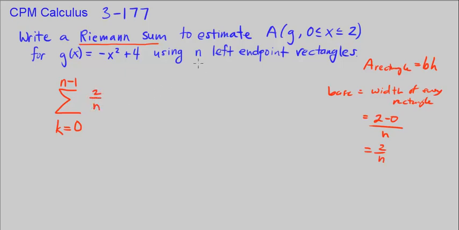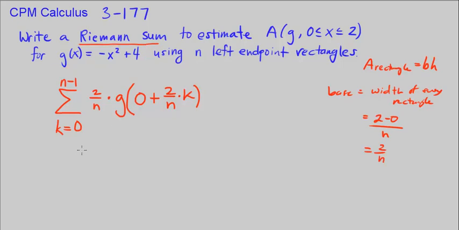And what's the height? Well, the height is basically going to be our function's value at 0, plus each width. So it's just going to be times g, our function, starting at 0, and every time we're going to add the width. So let's go ahead and write the width as 2 over n, and we're going to do this for every k. So this right here is the Riemann sum.